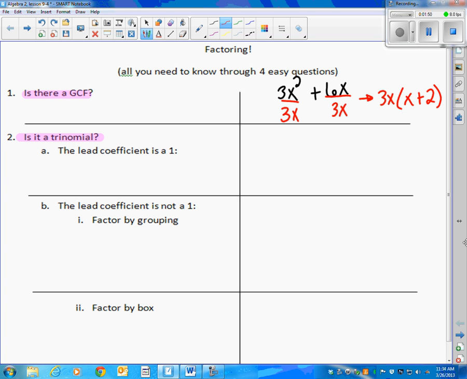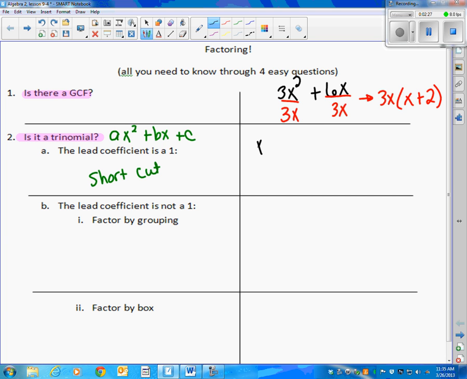Question number 2, is this a trinomial? Well, my first one was definitely not a trinomial. Remember, a trinomial is in 3 terms, ax squared plus bx plus c. Okay. If it is indeed a trinomial, we're going to look and see if the lead coefficient is a 1. If it is, we can use our shortcut. Right, so let's do an example like that.